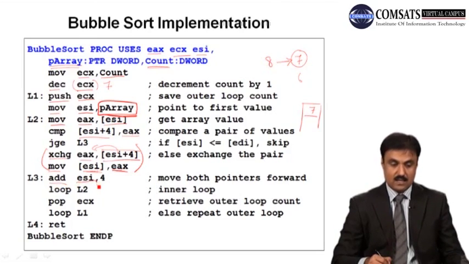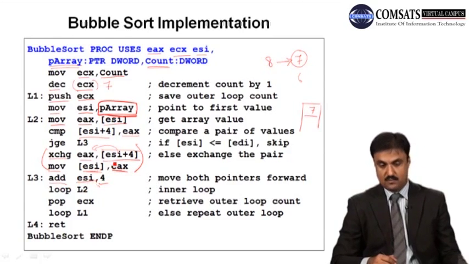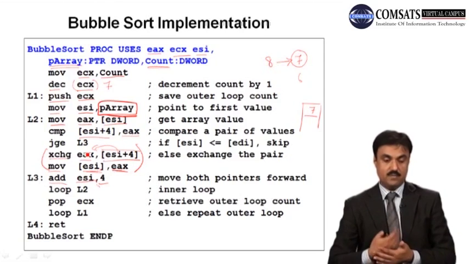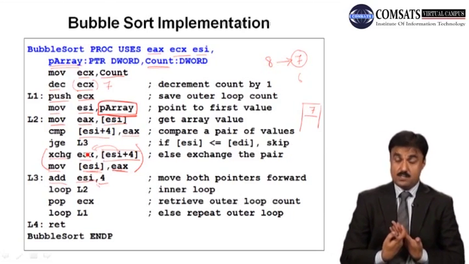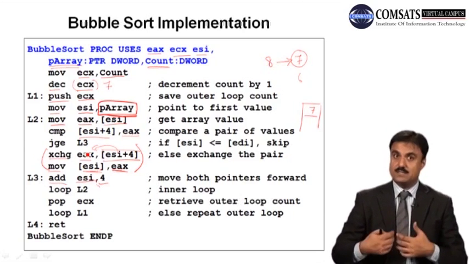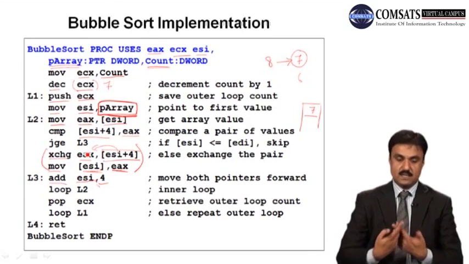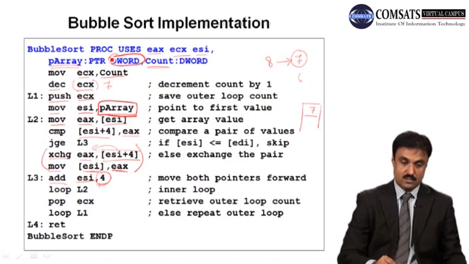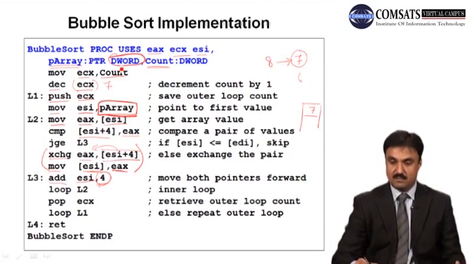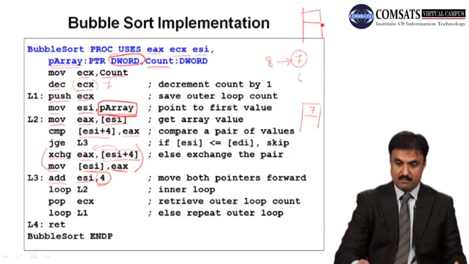Next, whether you exchange or do not exchange the values, we have to access the next element, or start with the next element. So ESI should be incremented by 4 because here we are using double words. So we move to the next element. We have compared the first 2 elements, and now we are going to compare this element with the next one. The difference is 4 bytes.